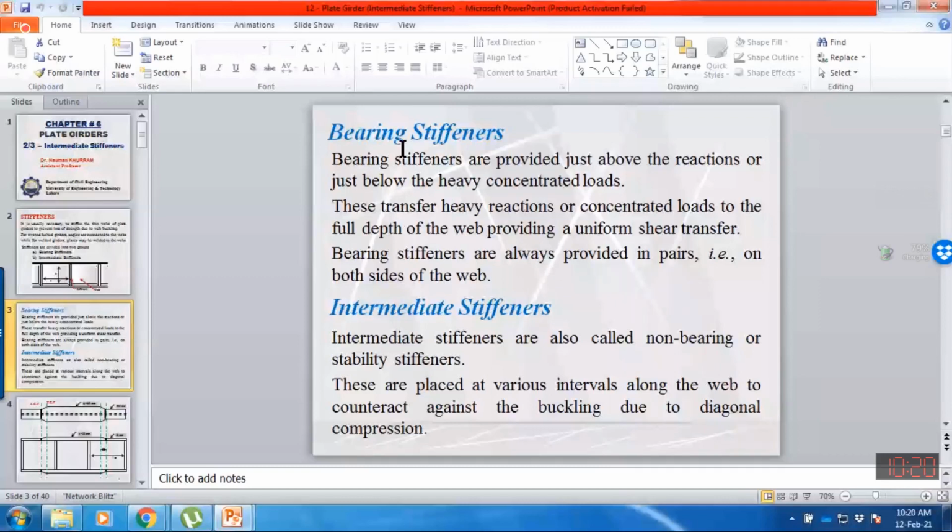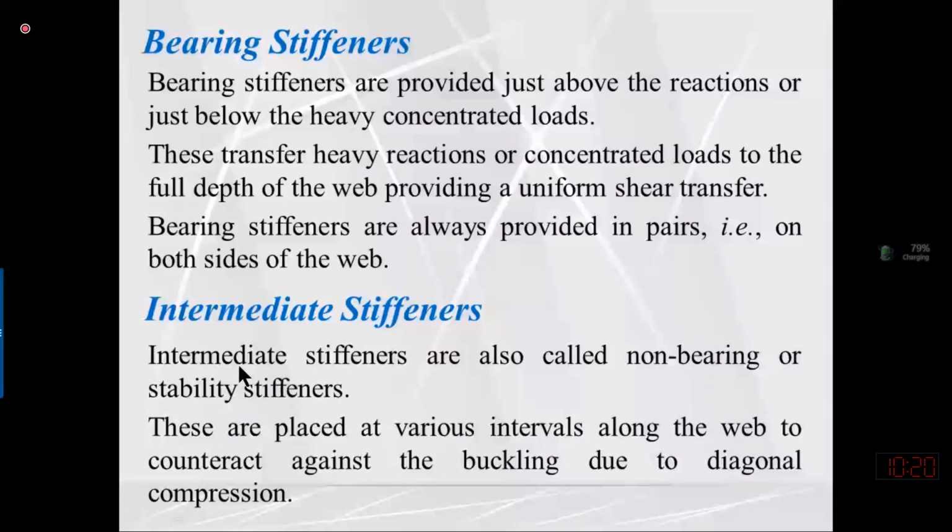Intermediate stiffeners are also called non-bearing or stability stiffeners. These stiffeners are not resisting any applied load. Rather, they are stabilizing the web, or they are improving the shear capacity of the web. And these are placed at various intervals along the web to counteract buckling due to diagonal compression.